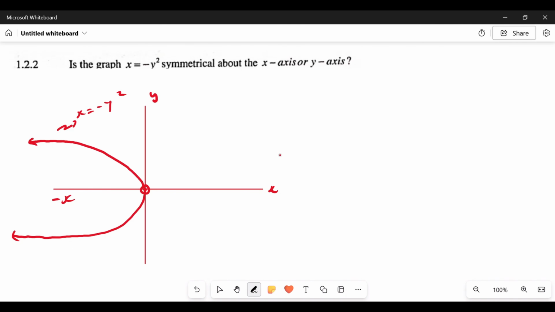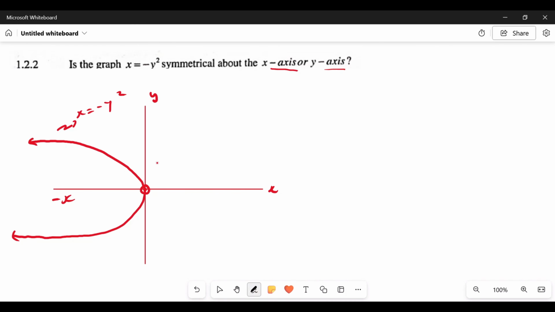So the question goes like this. Is the graph x equals y squared symmetrical about the x-axis or the y-axis? They mean: does the x-axis or the y-axis cut our graph into half? So when you look at these two axes here, which of the two axes cuts our graph into half?